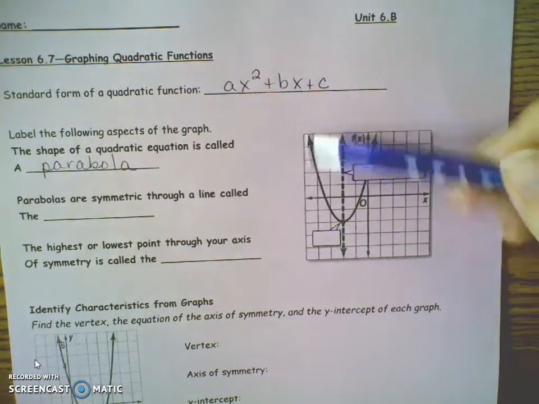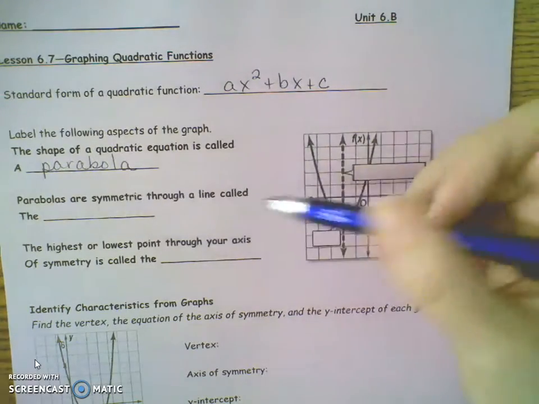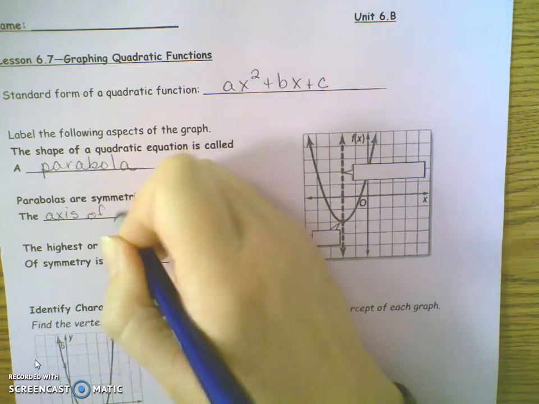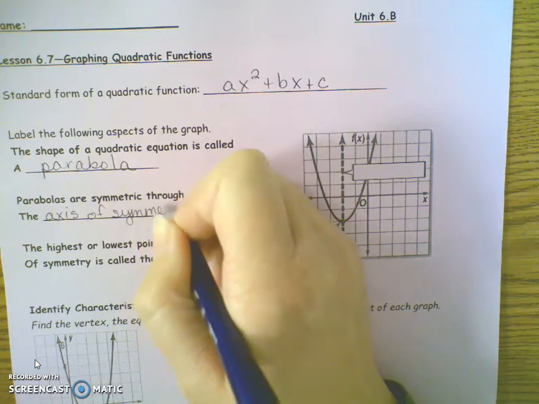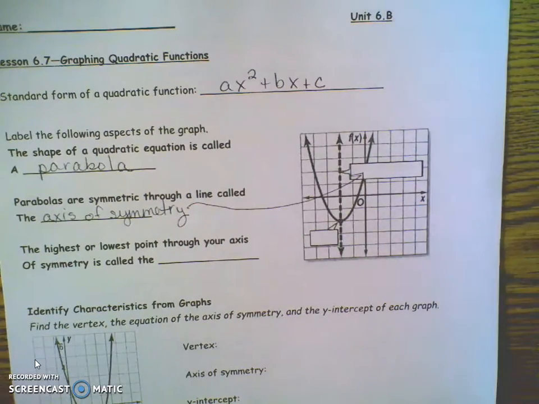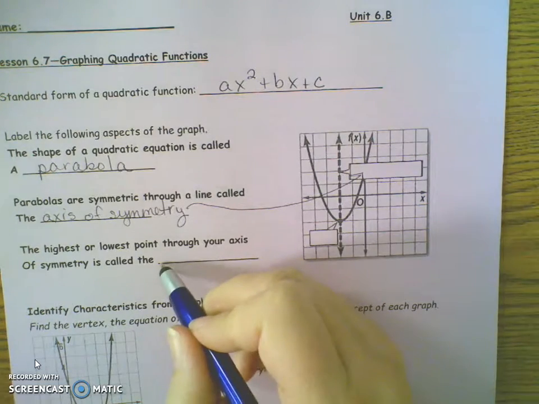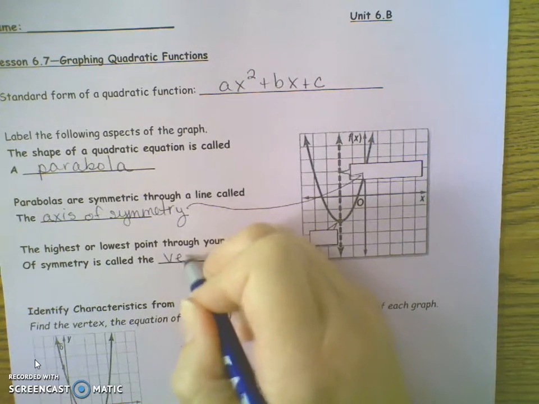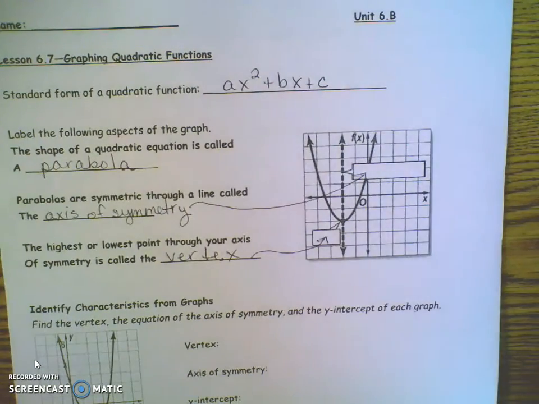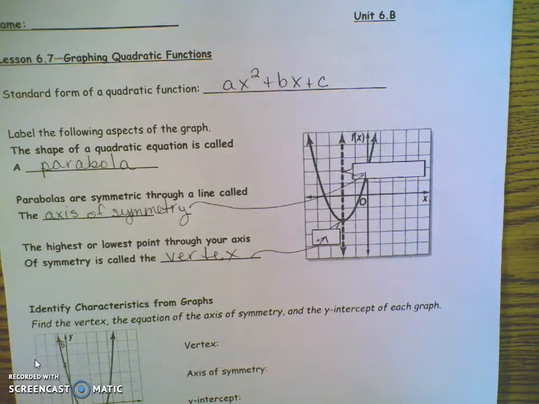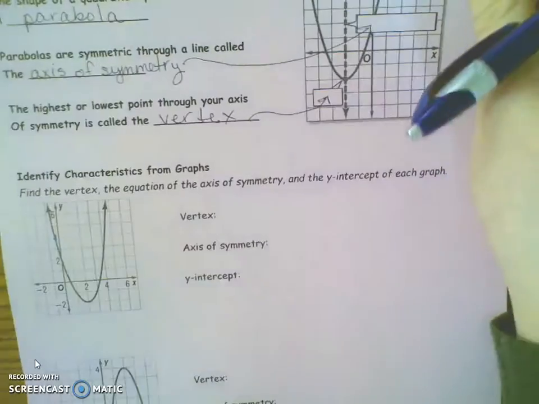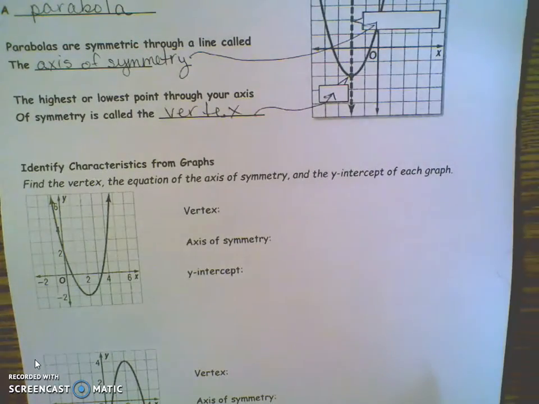And so we've got our parabola right here. Parabolas are symmetric through a line creatively called the axis of symmetry. I'm not going to write it again, but that right there is the axis of symmetry. And then our highest or lowest point is called the vertex. Same thing, that's the vertex right there. It can also be called a maximum or minimum depending on what it is, and we'll talk a little bit more about that later.